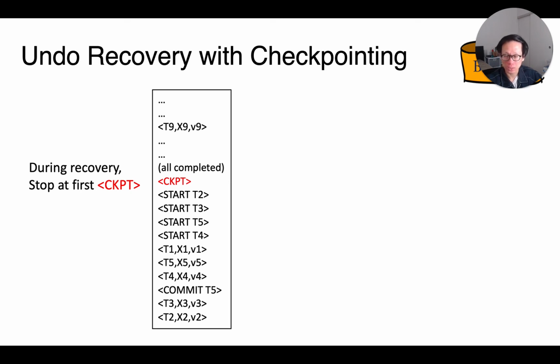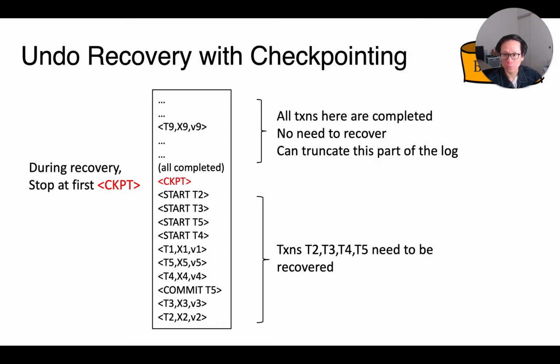The only transactions that we need to recover are those that started after the checkpoint, in this case T2 to T5. Everything else that happened before can be ignored. In fact, we can even truncate the log file before the checkpoint, as we no longer need it for recovery purposes.